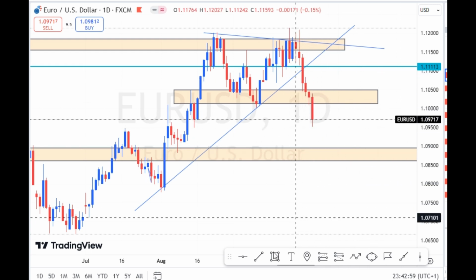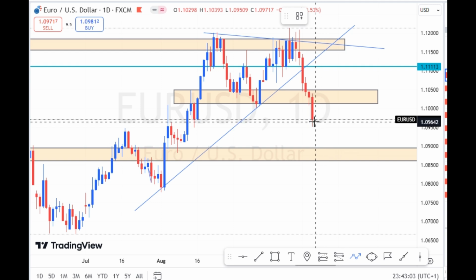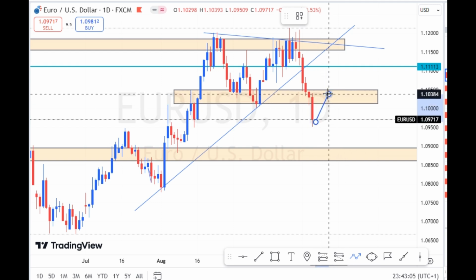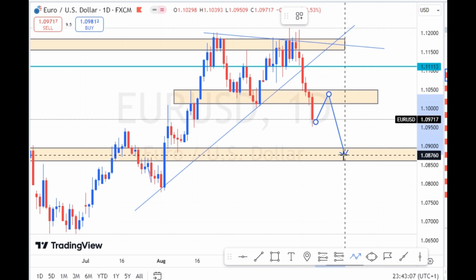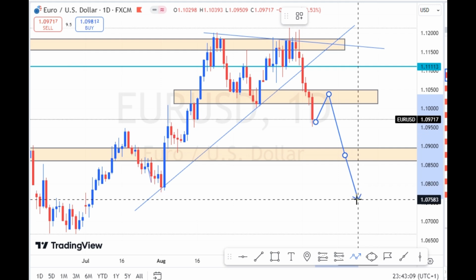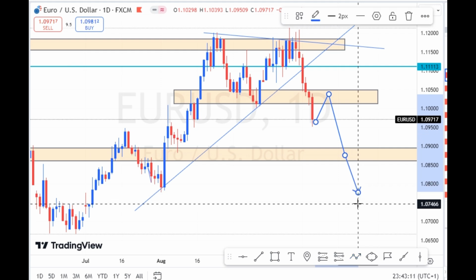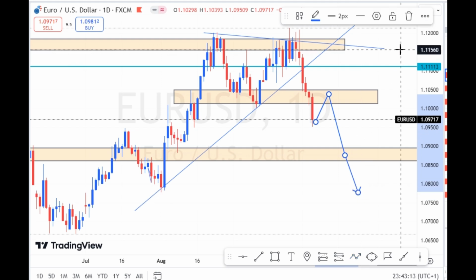What we're expecting from the EURUSD now, you can see we expect the EURUSD to retest back to this resistance area. Then we're looking out for an opportunity to sell the EURUSD with our first target at this level and second target at this level. So EURUSD on the daily chart is in a downtrend.